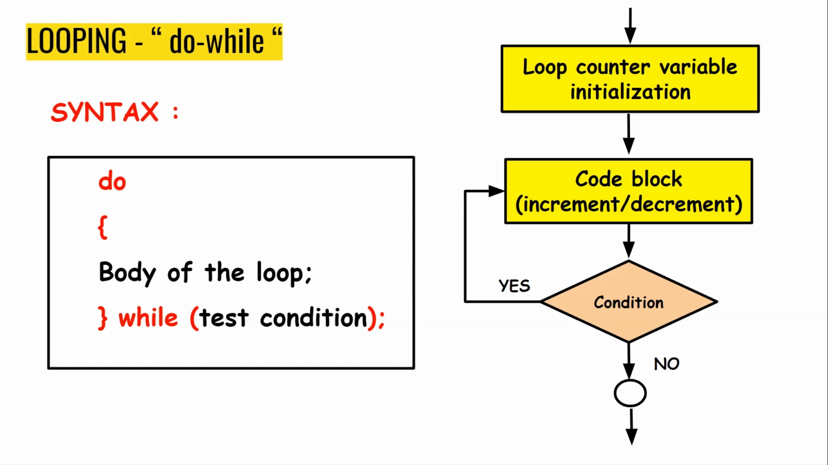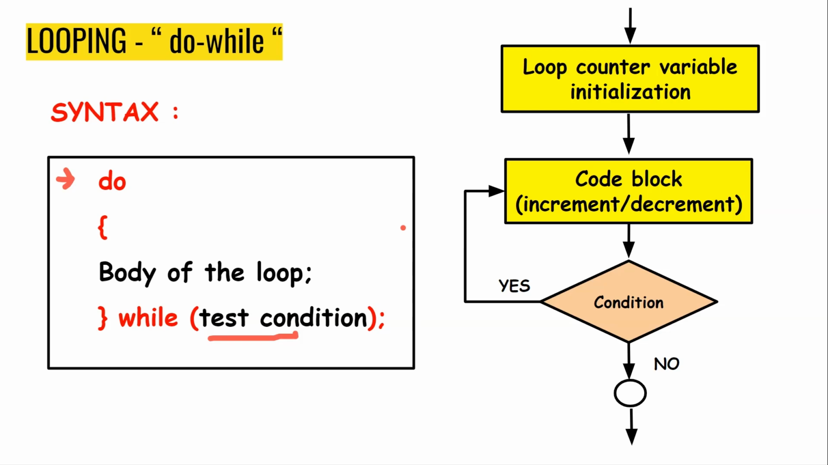Next is the do while loop. The syntax for the do while loop: first we have the do keyword followed by the body of the loop. At the end of the body of the loop we have the test condition. It is given at the exit of the do while loop, so it is called an exit control loop. If you see how it is different from the while loop: in the while loop, initially the test condition is evaluated and only when it is true, it will execute the body of the loop.